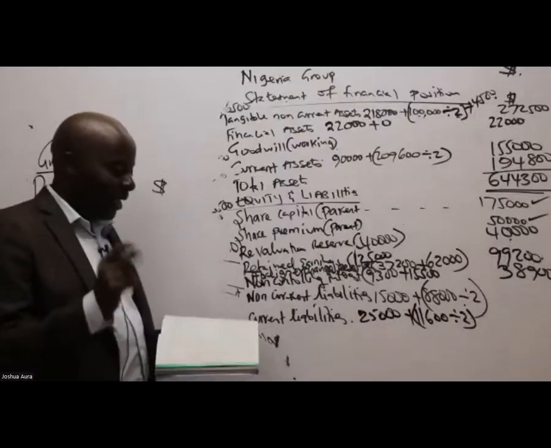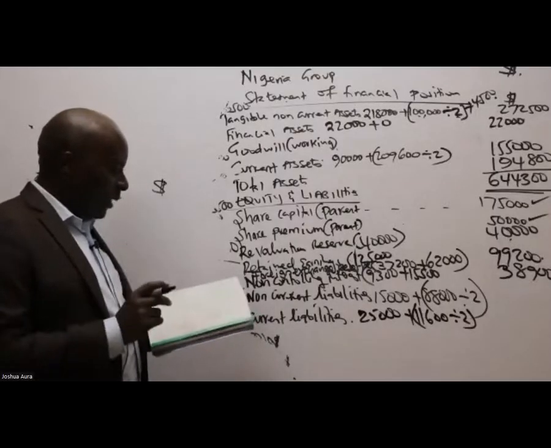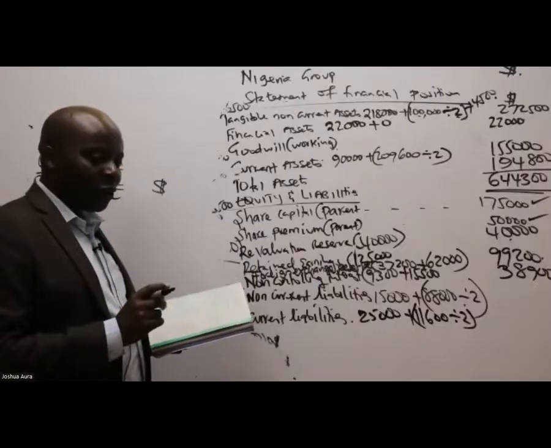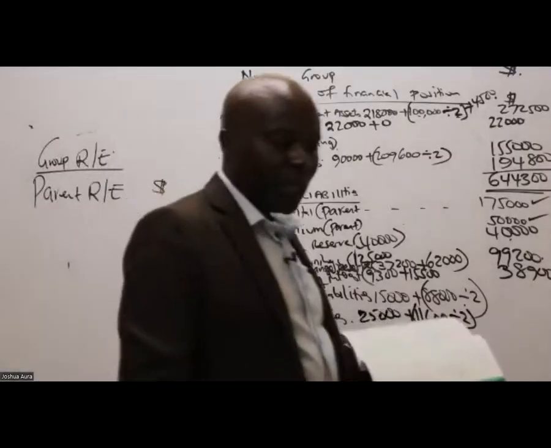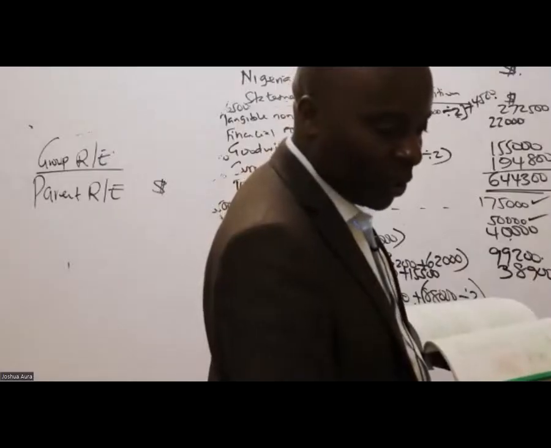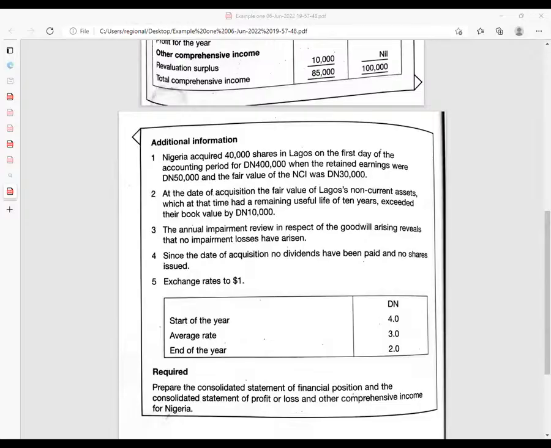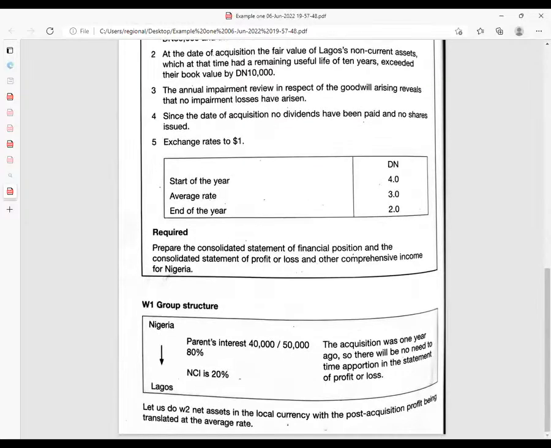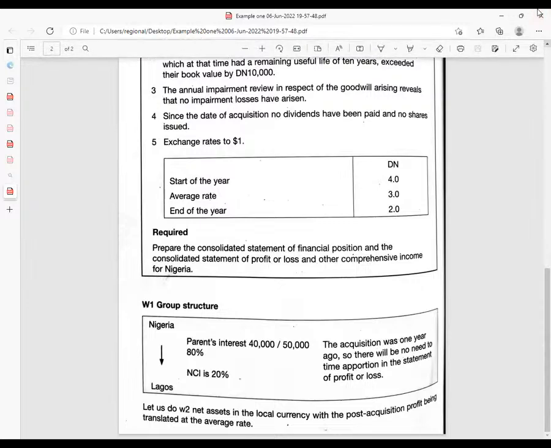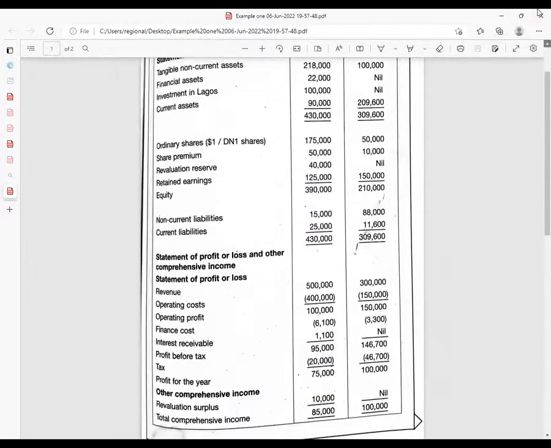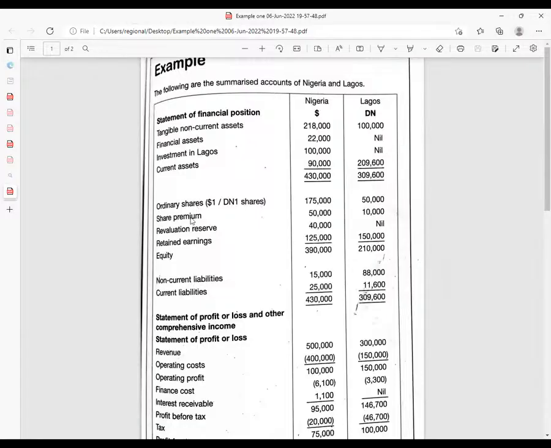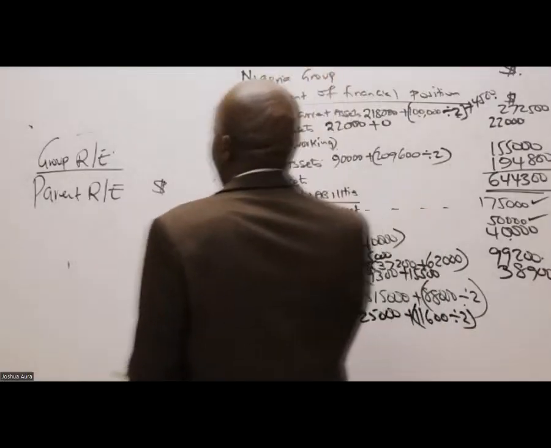I can see now you guys have an idea. Parent's retained earnings, tuko nazo ni ngapi from the balance sheet? What do we have here? From the balance sheet, the parent's retained earnings. Right? 125,000, isn't it? So here we have 125,000.